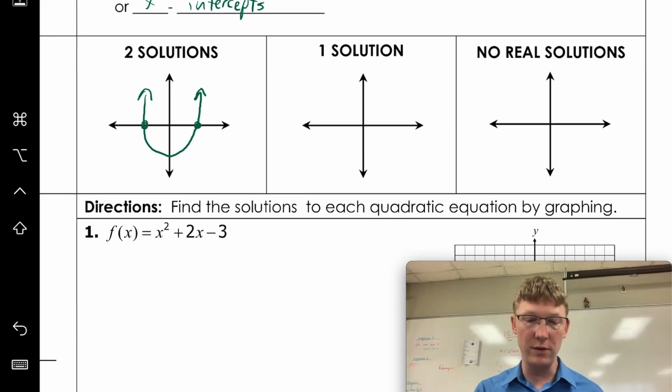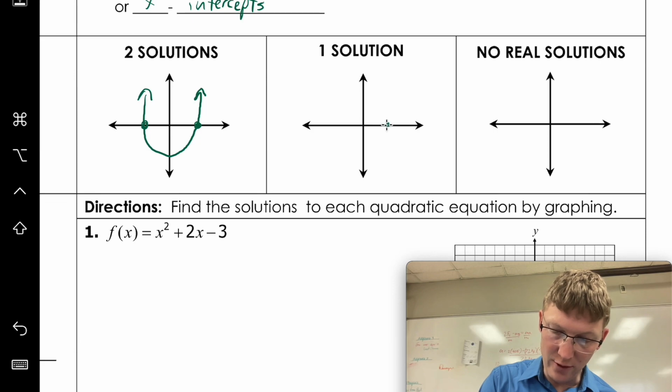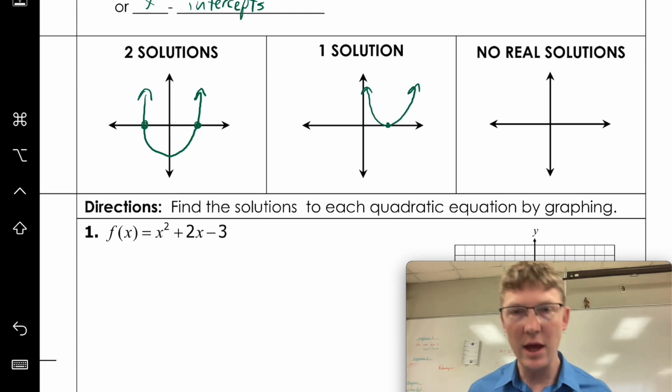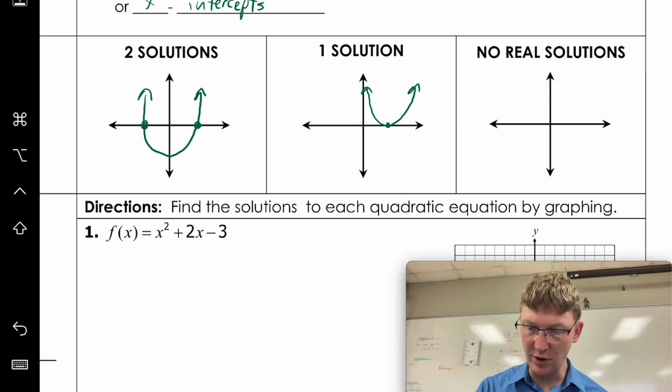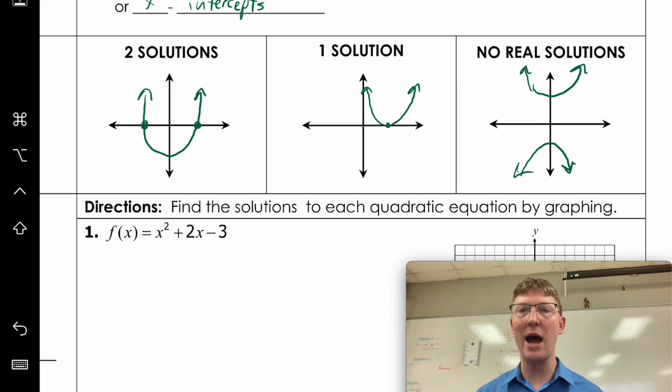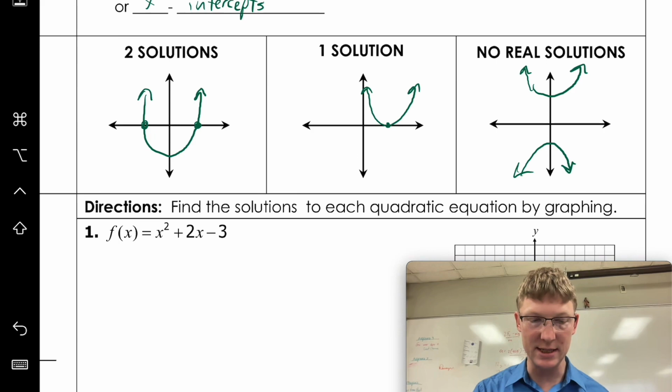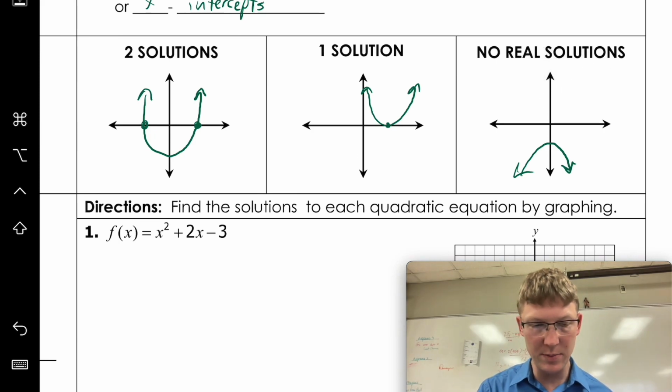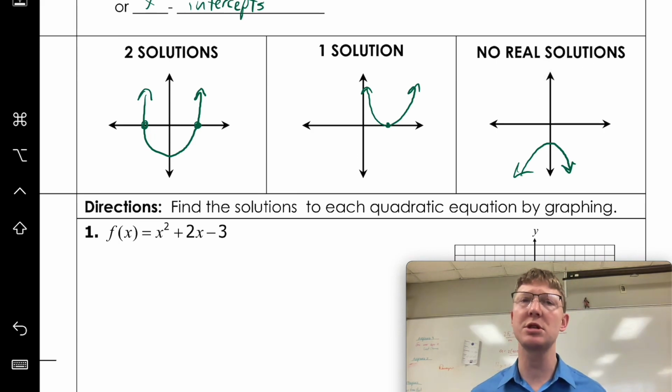You can have one solution. That's when the vertex itself is on the x-axis. You can also have no solutions, no real solutions. So that would look something like this, or something like this. Notice how it just never actually crosses the x-axis. So these are all possibilities. Again, the two solutions is going to be your most common, but the other two will happen.